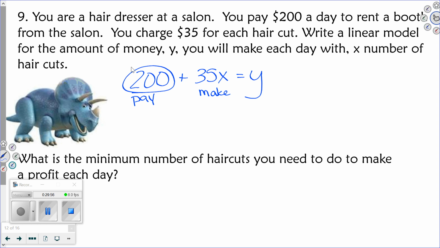So if we're talking about how much money I'm making, what should I do with those numbers? Am I adding them? No. I'm subtracting, right? Which one gets subtracted from which? So you want to do 200 minus 35x? Or you want to do 35x minus 200? It's 35x minus 200.